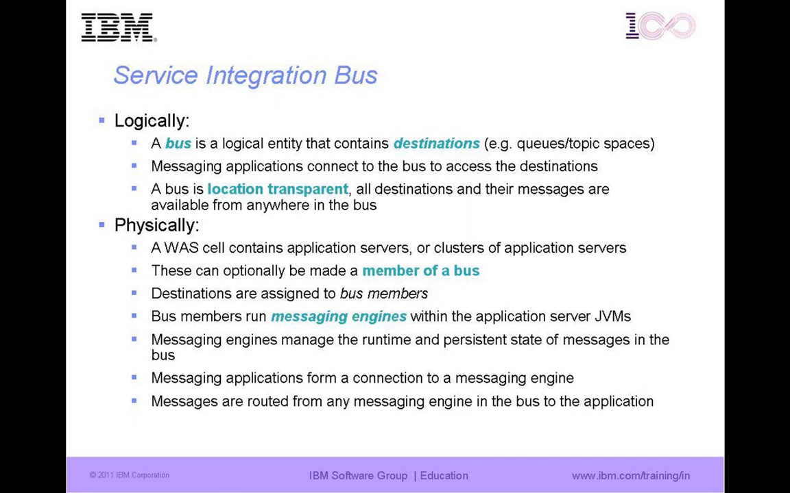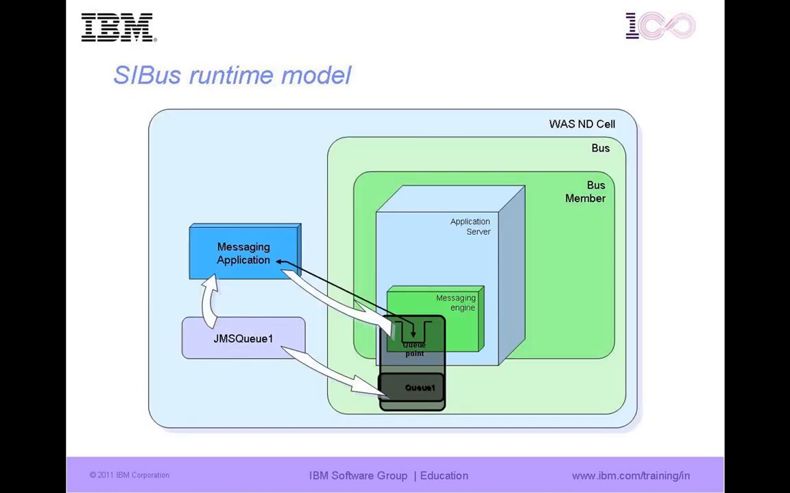So these messaging applications then transparently connect to a messaging engine, and all the messaging activities are then routed among each of these messaging engines transparently to the application itself. And hence, we get the location transparency from an SI bus perspective. So the slide SI bus runtime model shows you a simple view of how a messaging engine resides within an application server. And this is a standalone application server that's been added as a bus member. Applications directly connect to the messaging engine through the application server and then send and receive the messages.